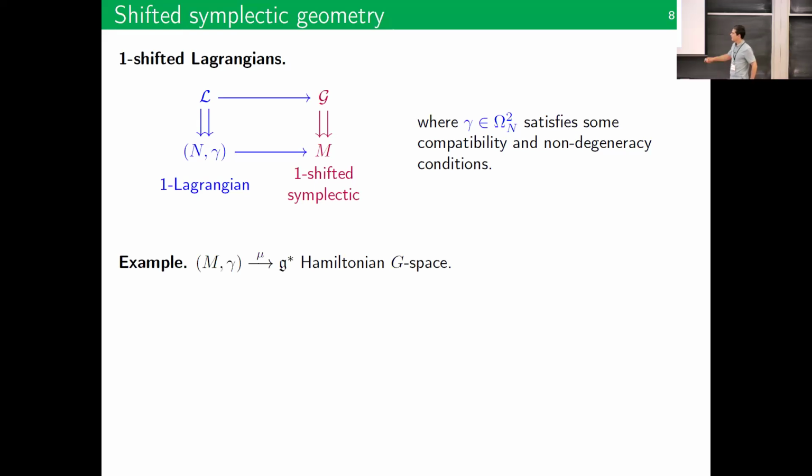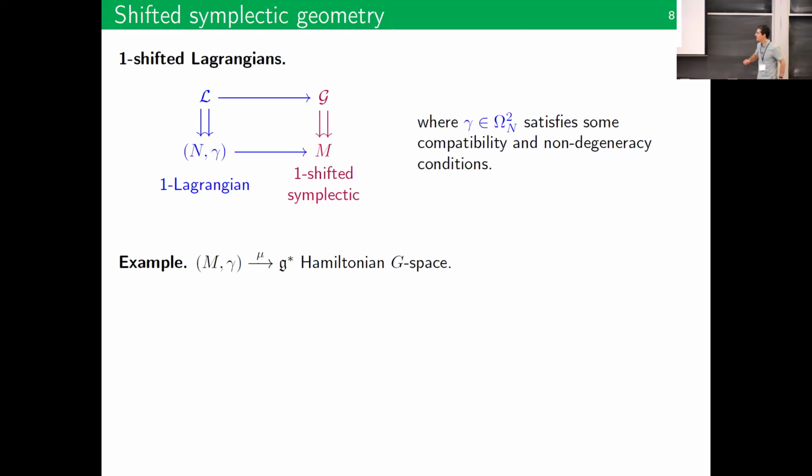An example is if you take a Hamiltonian G space, or a smooth manifold with an action of G. By the way, everything that I'm saying, the first part when I was explaining the Moore-Tachikawa conjecture, I had to restrict to complex varieties. Now in this shifted symplectic setup, I'm describing them just in differential geometry. So everything is just smooth manifolds. And then we can specialize that to complex algebraic varieties later on. But so far, this is just smooth manifolds.